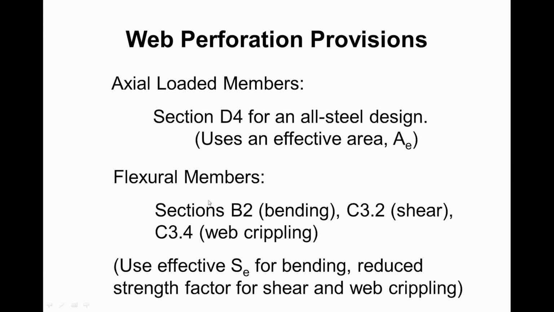For a flexural member, we're going to do a similar thing. For bending, I'm going to use an effective section modulus. I'm also going to have to reduce the strength if that hole is too close to the support, because it's going to reduce my shear capacity or my web crippling capacity. So web perforation provisions are given in S100, and they enable me to evaluate the strength of the member, recognizing both local buckling as well as the presence of that opening or that punch out in the member web.